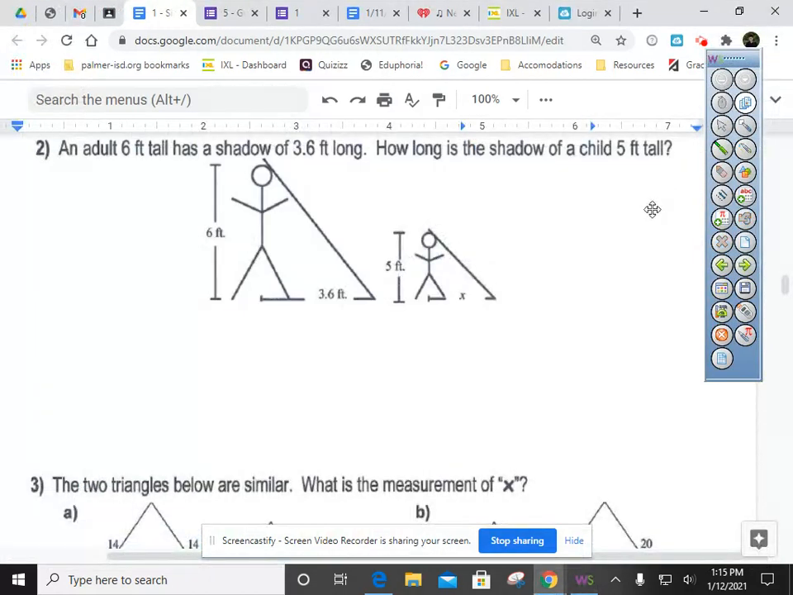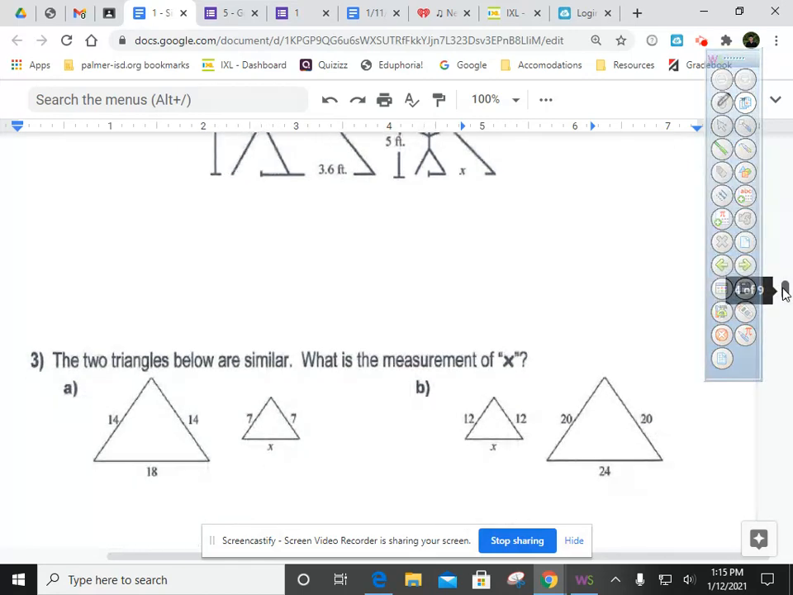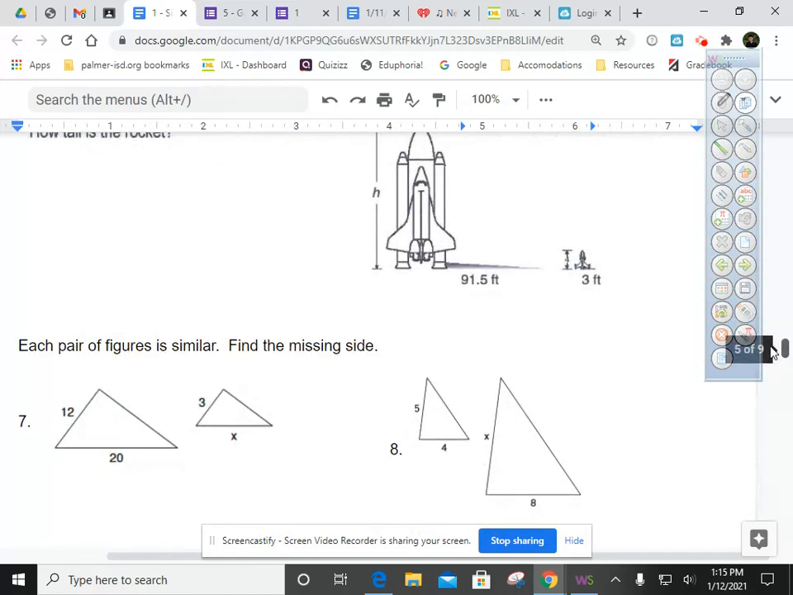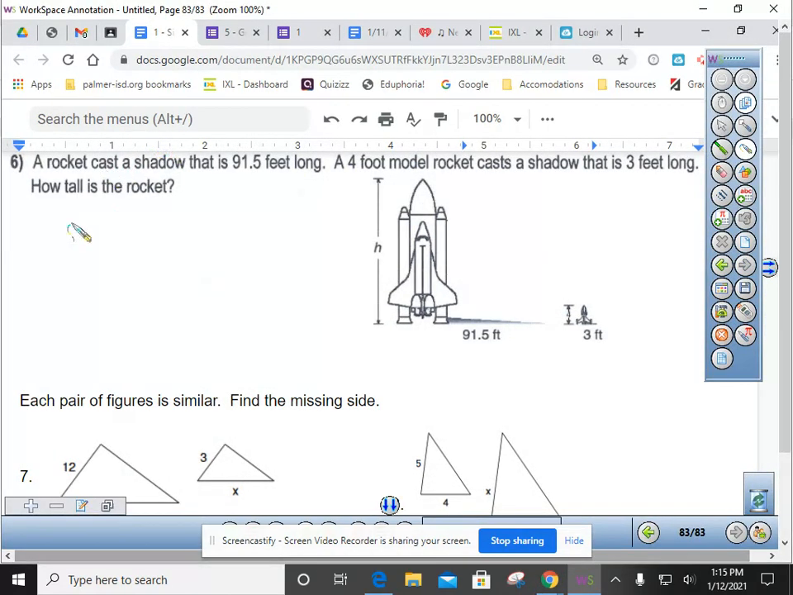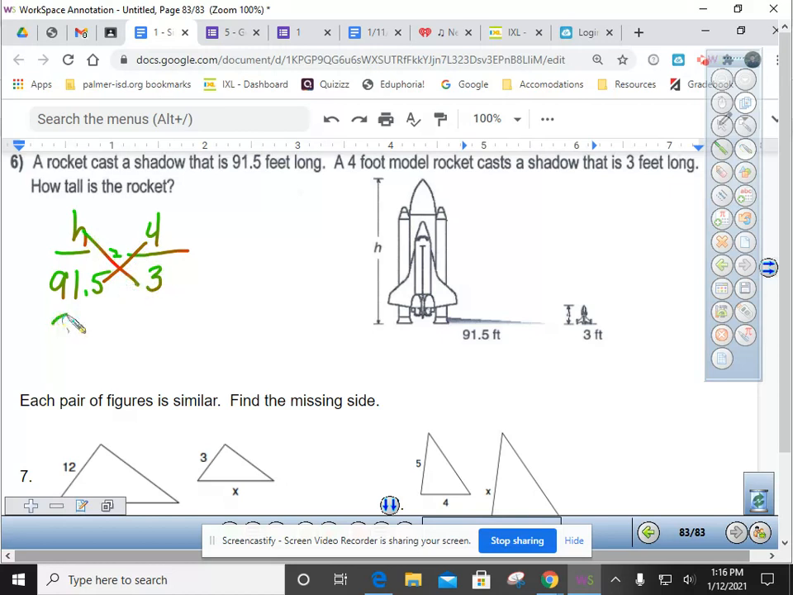A rocket casts a shadow that is 91.5 feet long. A 4-foot model rocket casts a shadow that is 3 feet long. How tall is the rocket? So our proportion is going to be h over 91.5 equals 4 over 3. So I can't cheat, so I might as well just do 91.5 times 4.